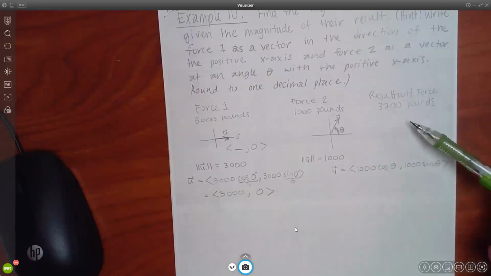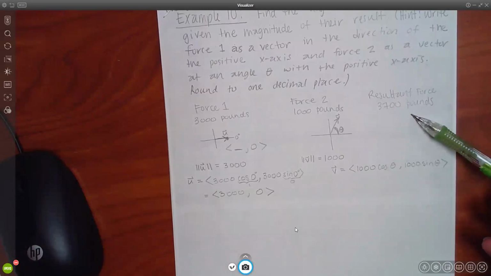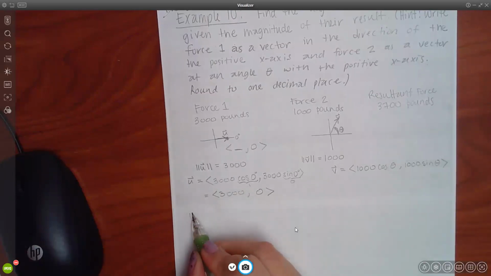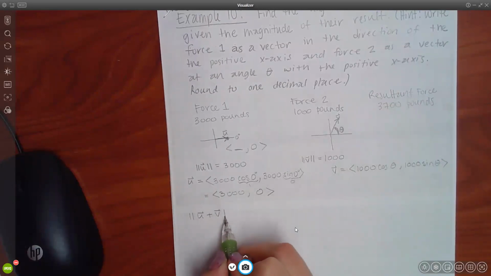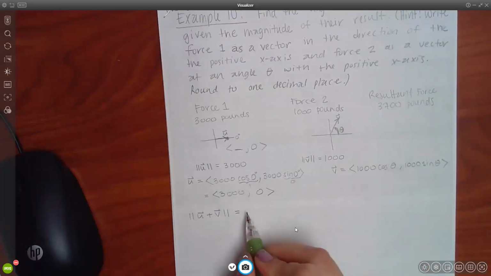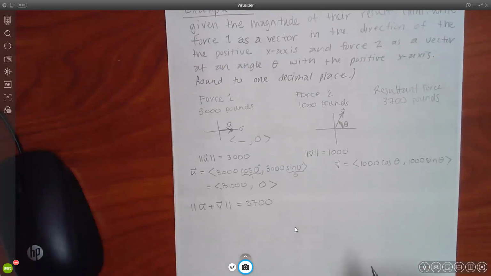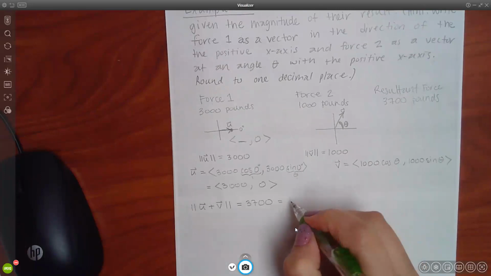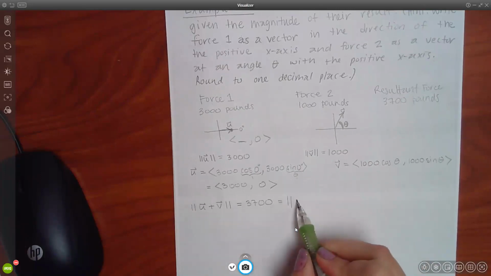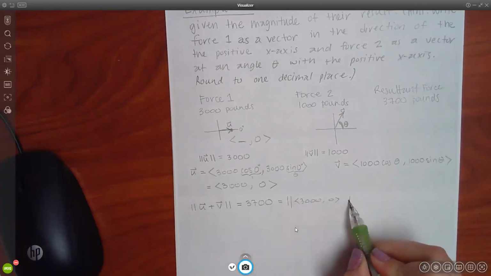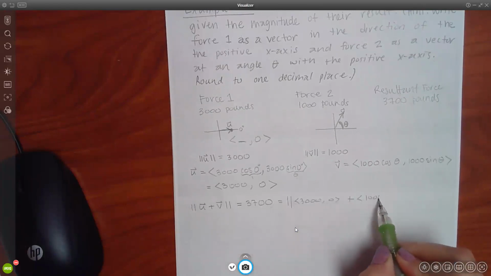Now, they also give us another extra bit of information. They tell me the magnitude of the resultant force; resultant means when you add them together. So the magnitude of the resultant force is 3,700 pounds. Well, what would that look like if I actually added these guys together? That would mean that I'm taking this and I'm adding it to this.